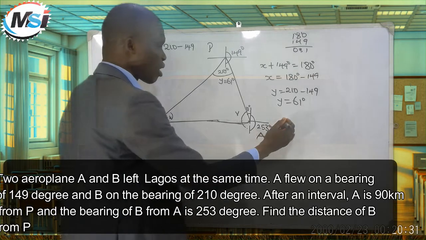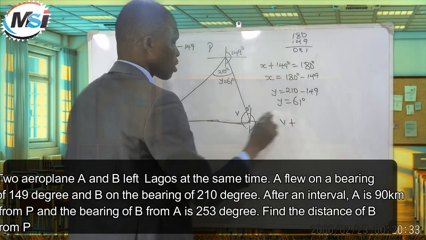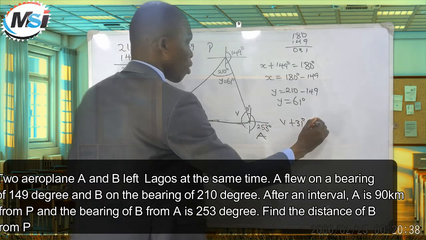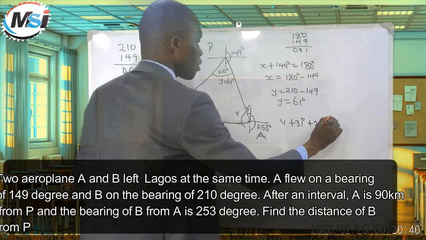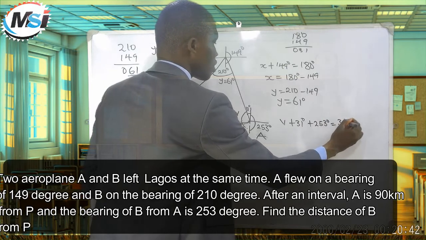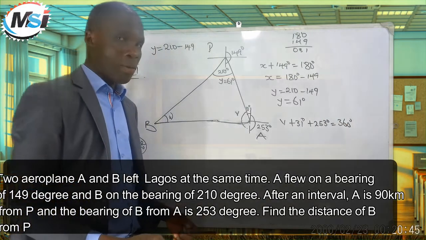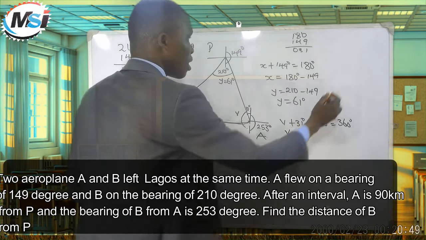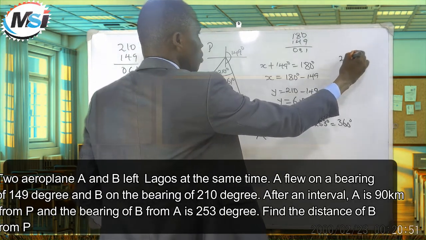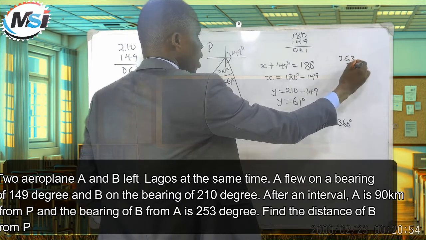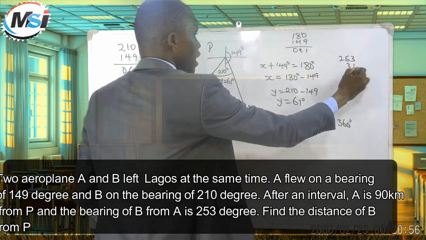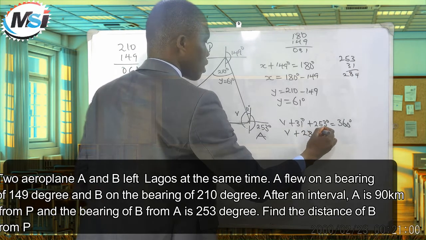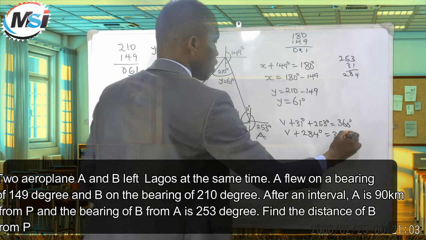So that will give us V plus this 31 plus 253 equals 360 degrees. I believe you understand that. Now this will give us V plus, let's add 253 and 31. This will give us 284 degrees equals 360 degrees.